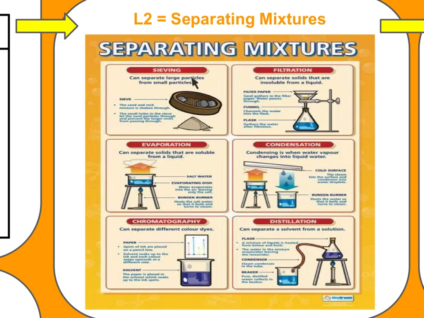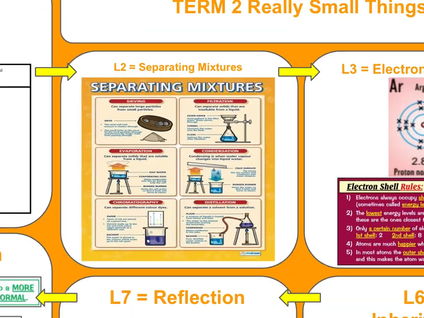And then filtration, so sieving is just a rougher version of filtration, but this is where we filter out some solids, so insoluble solids, something like sand. And then we've got evaporation, where you've got soluble solids like salt and sugar. And we need to get the water from that, and the way we do that is to evaporate the water, and we're left with the salt. So that was lesson 2.